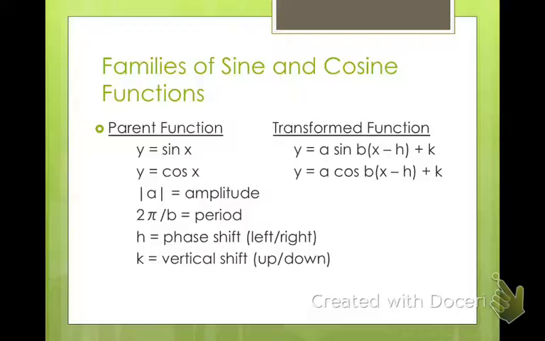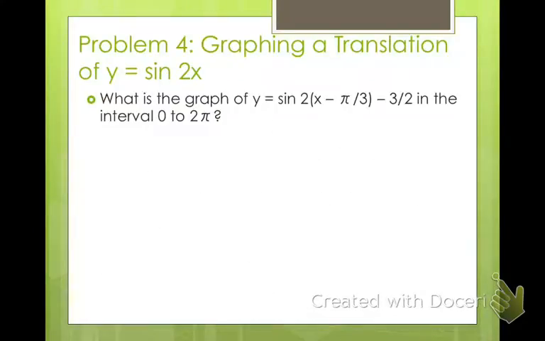So all the same information for both of them, you just have to remember, don't slide down sine. Sine goes up first when it's positive. Okay, graphing the translation of y equals sine of 2x. What's the graph of y equals sine of 2 times (x minus pi over 3) minus 3 halves in the interval 0 to 2 pi? Okay, so we get a problem like this.